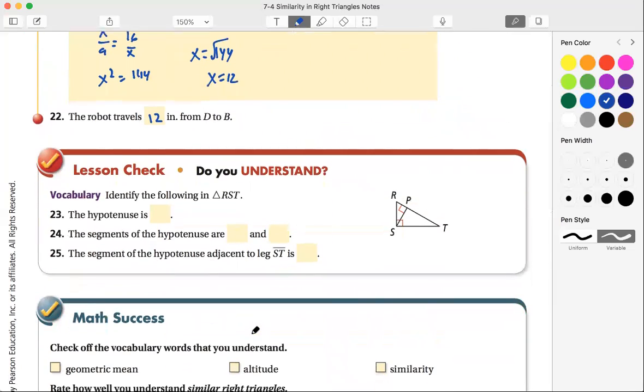All right, so the hypotenuse is RT. The segments of the hypotenuse are RP and TP. The segment of the hypotenuse adjacent to leg ST is TP. All right, and that's the end of that section.